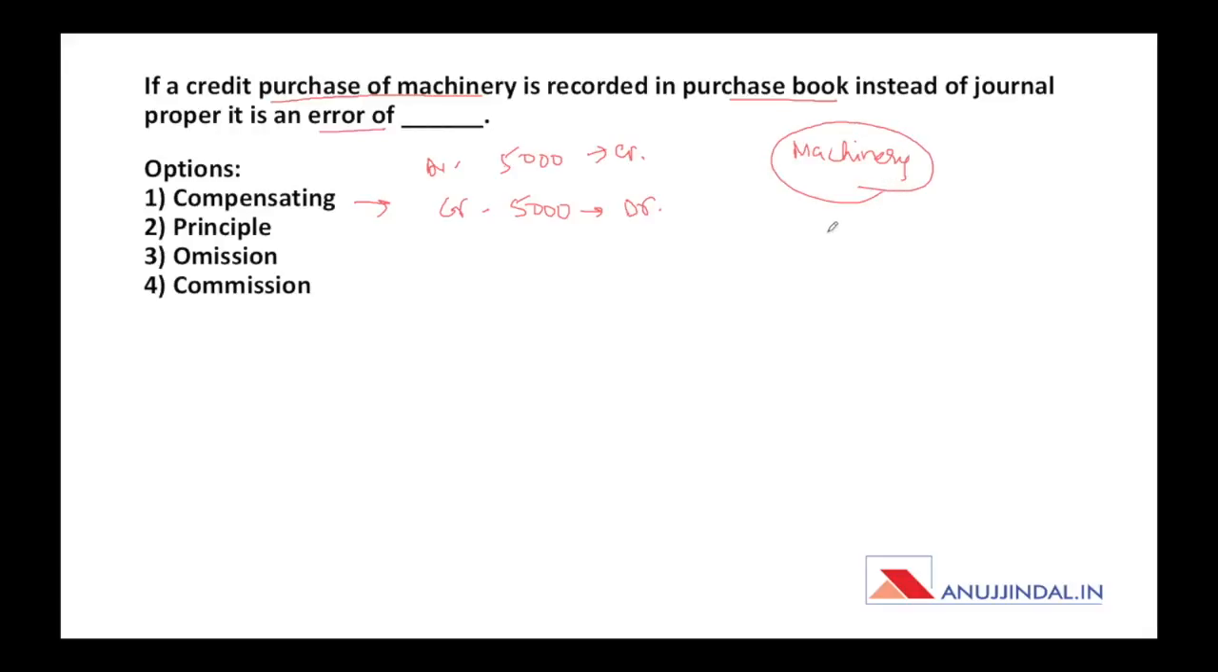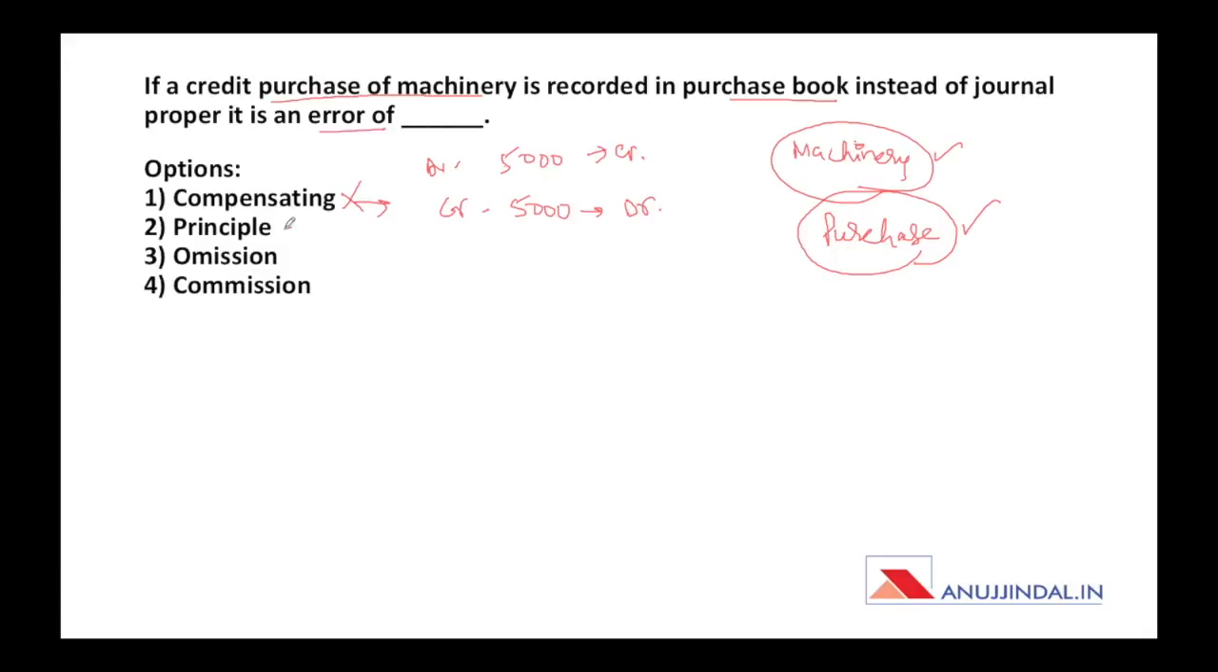But instead of recording in machinery account, you recorded it in purchase account. I hope you understand by now. In the first two sessions that we've had, we talked about the difference between purchase account and purchase of land, purchase of machinery, purchase of any asset account. So it should have been purchase of machinery account, but it was actually recorded in purchase account. So there is no compensation here. Therefore, this is not our answer.